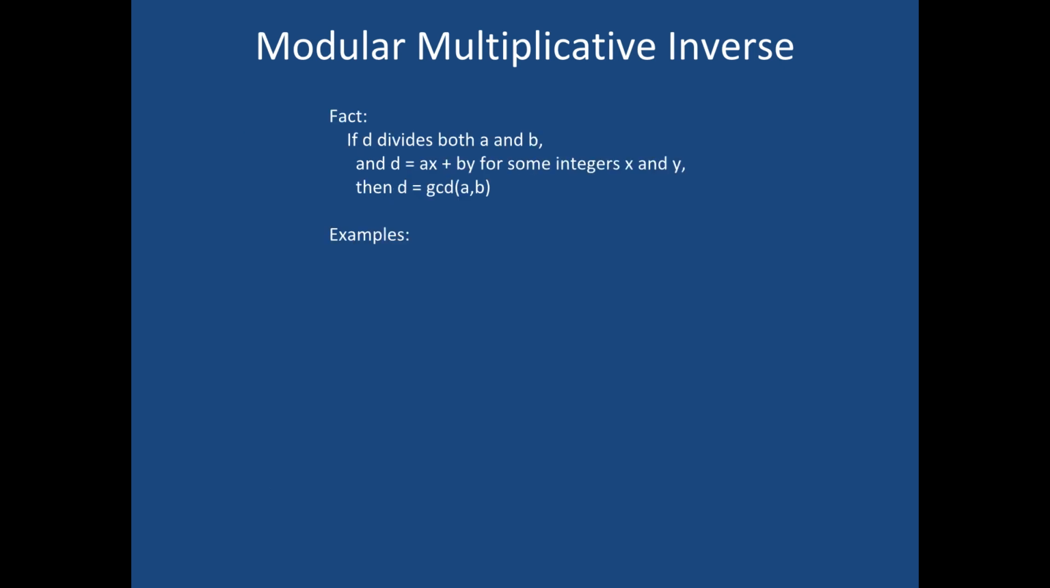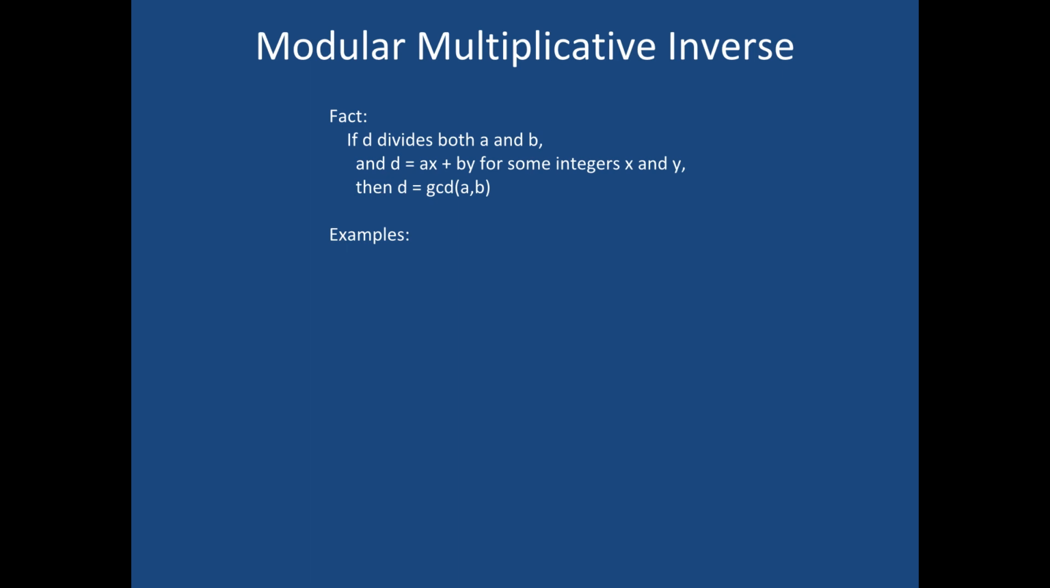Okay. So here's what looks like kind of a random fact. If you've got some integer d that divides both a and b, and you can write d in that particular form, ax plus by, then it turns out that d is the GCD of a and b. So this screwy fact is how we're going to base our algorithm.